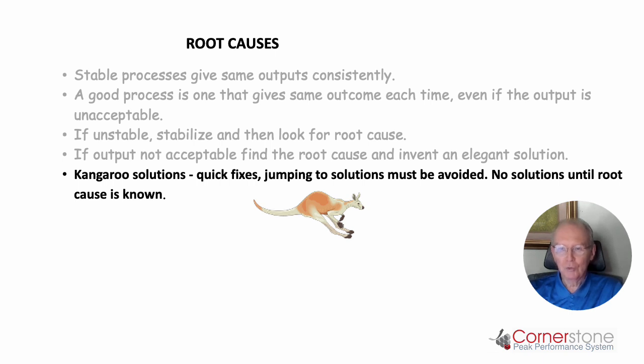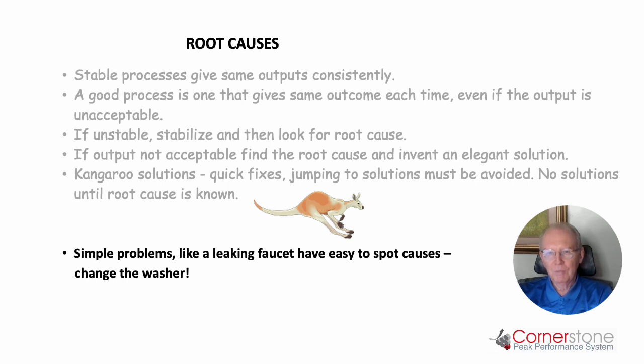So no kangaroo solution. It's also important with processes to realize that some problems are simple ones. If you have a leaking faucet, for example, you kind of know what the cause is. The washer inside is worn, or something inside is worn, and you need to change that. So you go ahead and you change it and you've solved your problem. You don't have to map out the process and find the root cause and run experiments and so on.